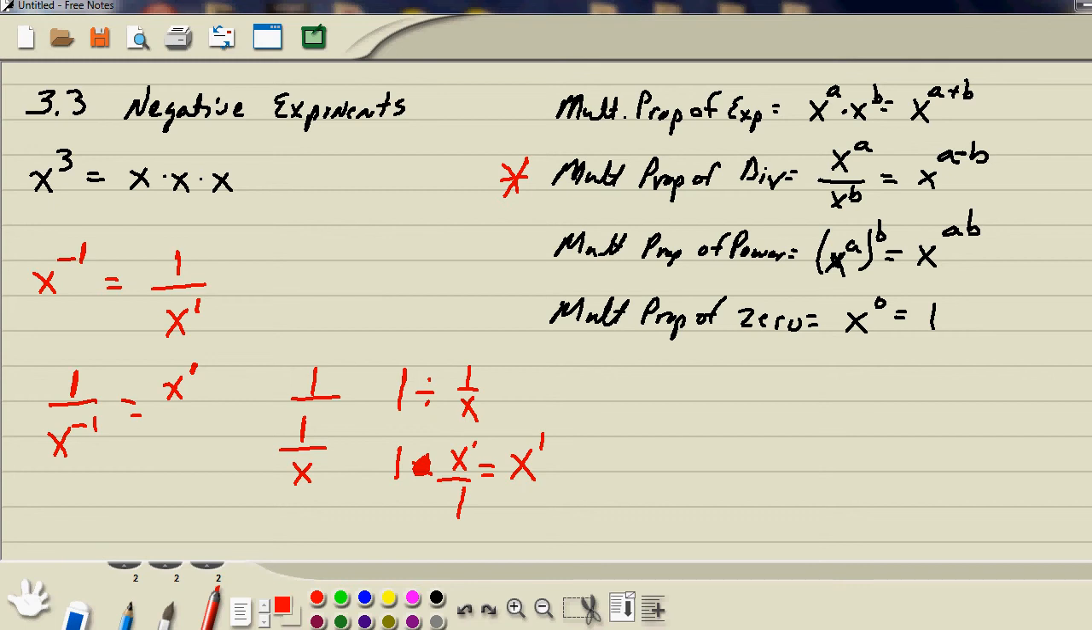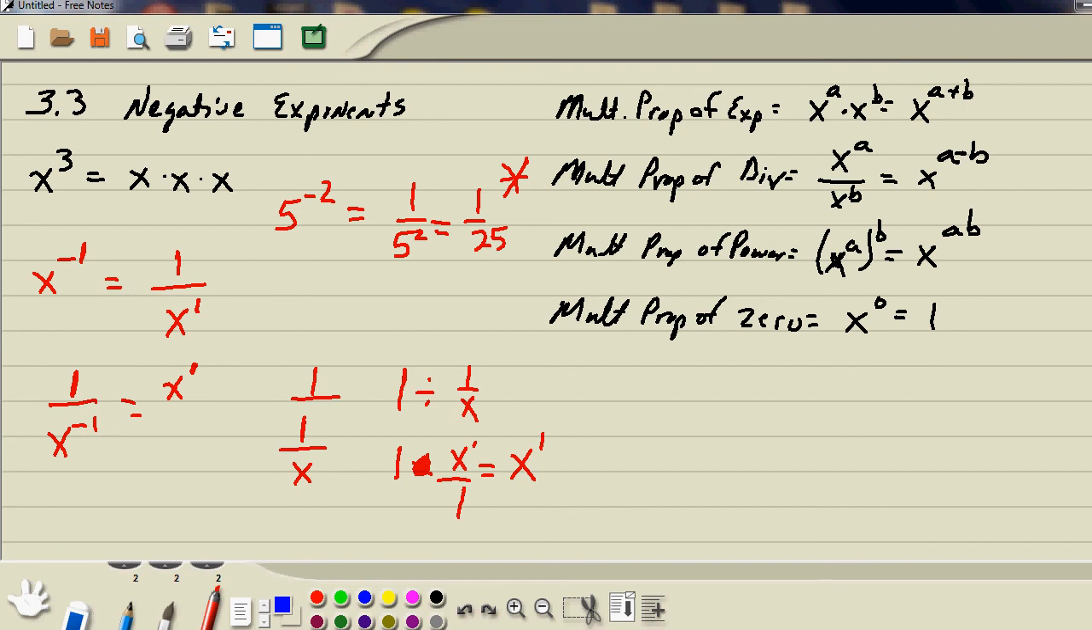So as we take these, we do a couple more examples. 5 to the negative 2 is the same as saying 1 over 5 squared, not fully simplified yet, or 1 over 25. So that wraps up the concept of negative exponents. And again, if you have any questions, remember that if it goes to the 0 power, it always equals 1.